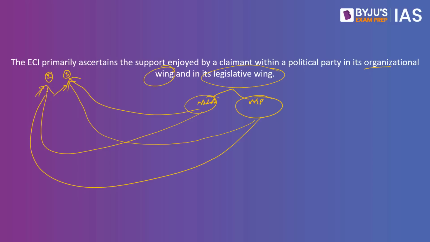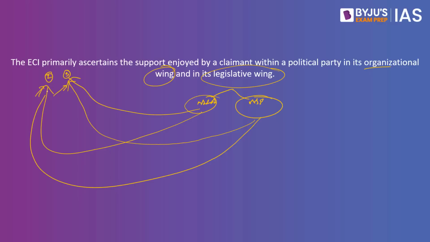On the basis of this, the Election Commission will decide whether the name given to a political party will have to be given to this group or that group. So what will it decide on? It will decide on the basis of the organizational wing as well as the legislative wing. If the numbers are more on one side, that faction, that rival group will get the name as well as the symbol.